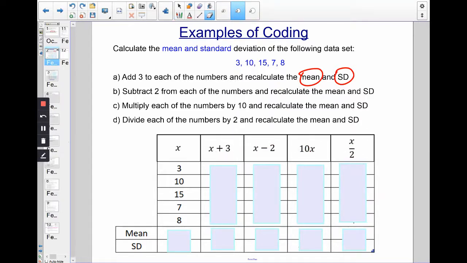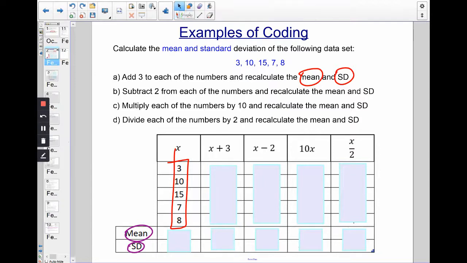So this table down here, you've been given an original set of numbers, so it's fairly straightforward: 3, 10, 15, 7, and 8. Just as a quick recap, can you work out the mean and standard deviation? So pause the video now and work it out. Make sure you can do it without any guidance or help.